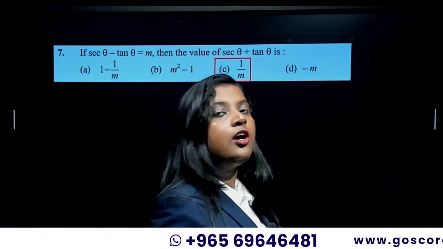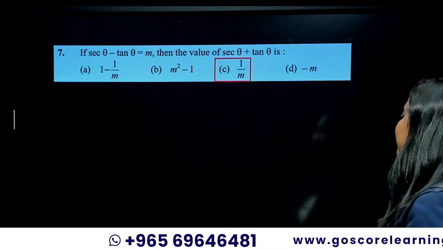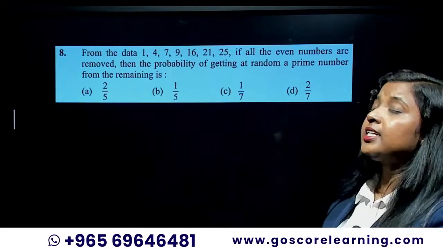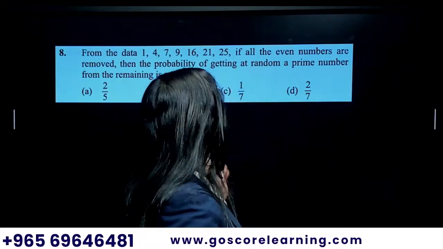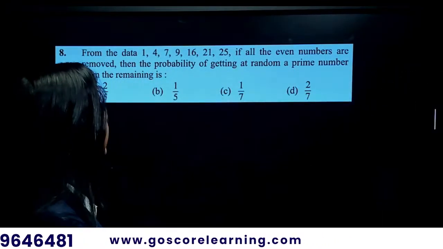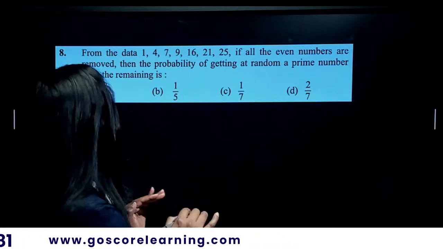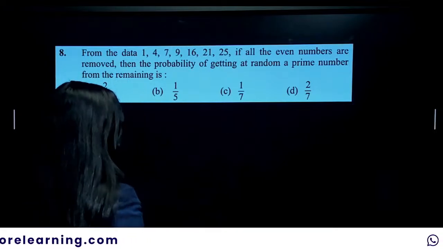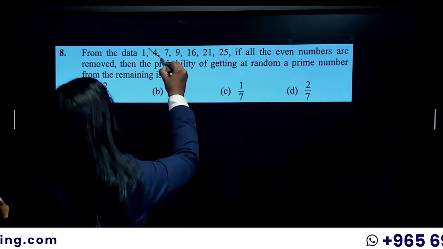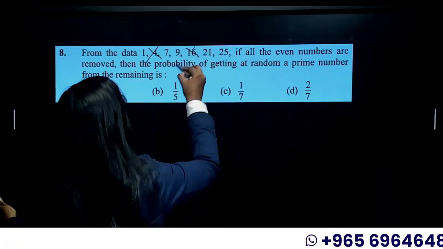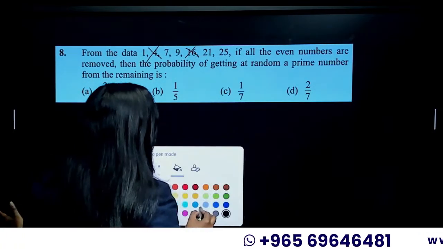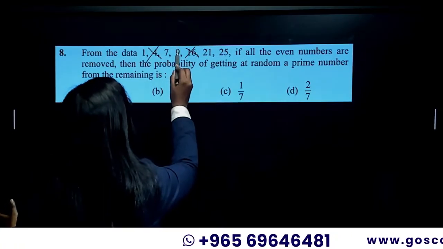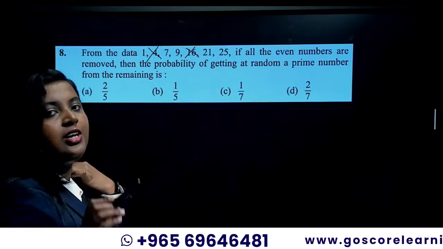Okay, I hope you all got the correct answer. Yeah. So moving to the next question. From the data 1, 4, 7, 9, 16, 21, 25, if all the even numbers are removed, so all the even numbers are already removed. So I am also going to remove them. So 4 is deleted, 16 is deleted. Okay, so how many numbers are remaining? We have 1, 2, 3, 4, and 5 numbers. Only 5 numbers are remaining.